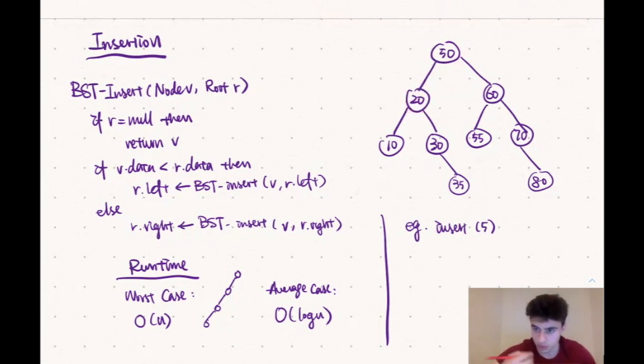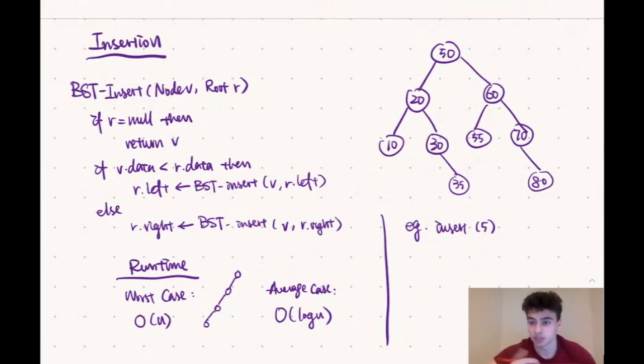Now that we're at 20, we're going to do the same thing. We're going to check, is 5 less than 20? It is. We'll move left. We're going to check once again, is 5 less than 10? It is. So we move left. And we're currently at null. So we're going to return 5.